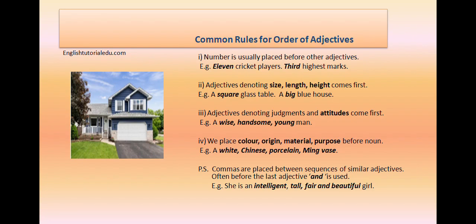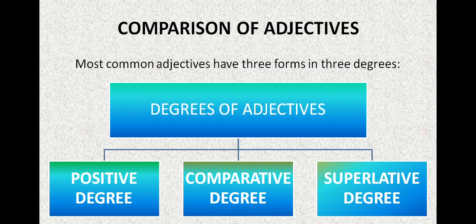Commas are placed between sequences of similar adjectives, often before the last adjective and is used. Like she is an intelligent, tall, fair and beautiful girl. So if we are using adjectives one after the other consecutively, then we will have to divide them with commas.